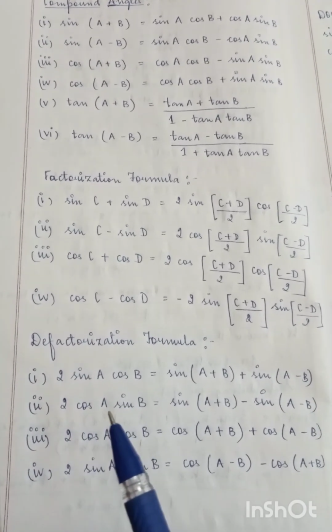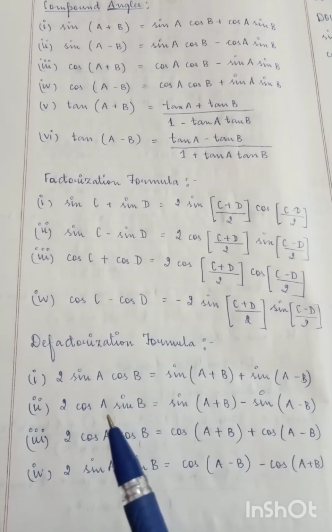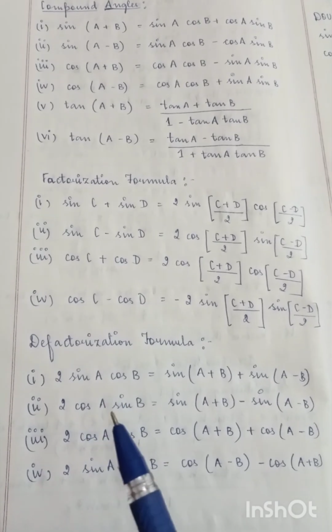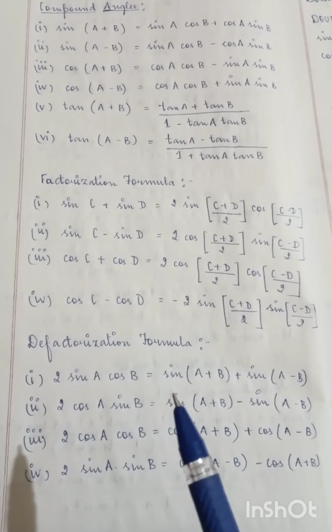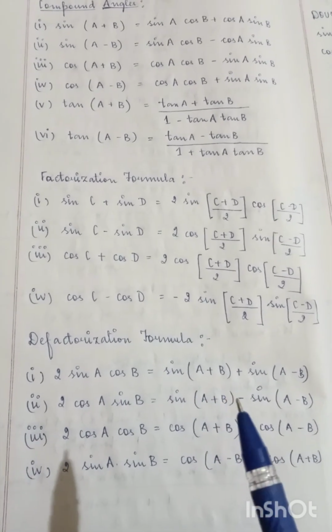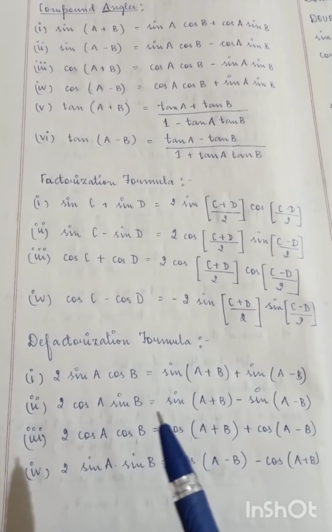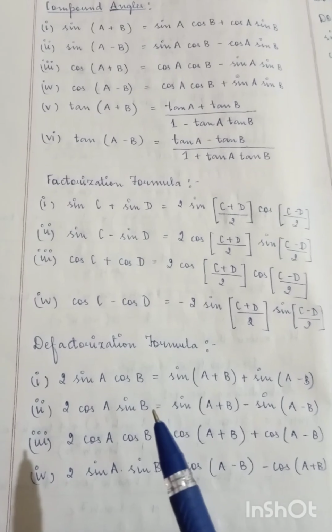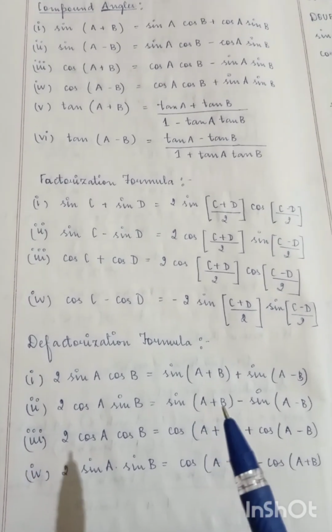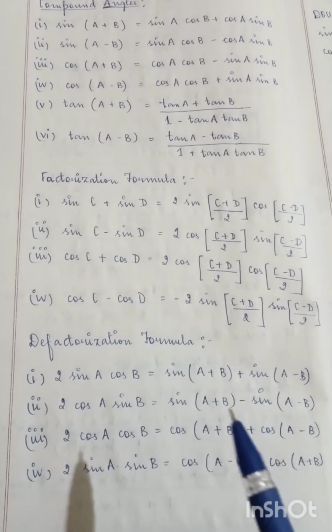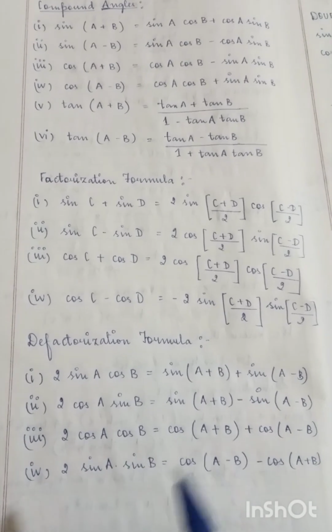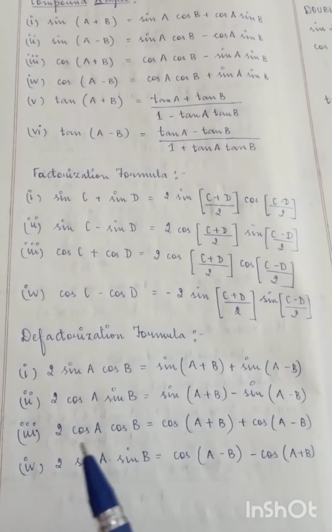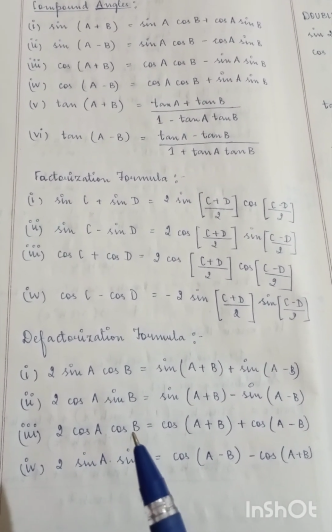Next, 2 cos A sin B. We know that sine is always negative here, so there would be just a sign difference in the formula for the expansion. So, it would be 2 cos A sin B is equal to sin of A plus B minus sin of A minus B.